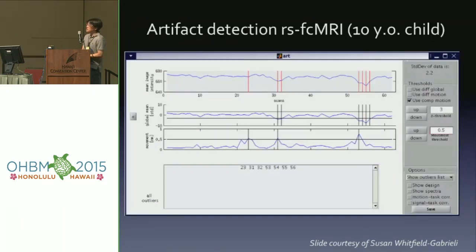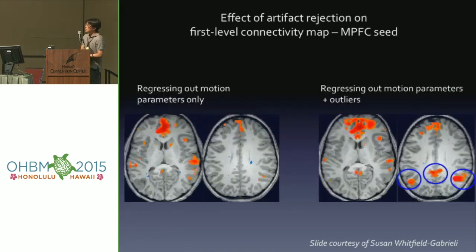And this is another example. I think this is the resting state data taken on a 10-year-old child. And you can see, as I said before, these are the intensity outliers identified by the program. These are the motion outliers identified by the program. These are the combined. And after dealing with these outliers, this is the result for this child.